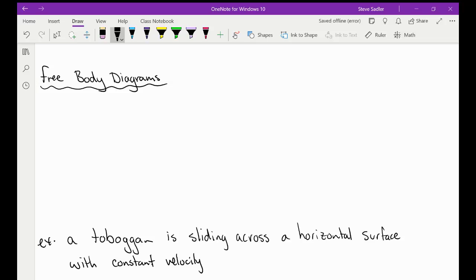So free body diagrams are the diagrams that we are going to be drawing throughout this entire unit. Free body diagrams will help you solve these problems and kind of figure out what's going on with the problems. So it doesn't matter if you have a car, a person, a toboggan, a spaceship, anything like that. We tend to draw them as a square, and we tend to imagine them as a point mass, or everything kind of comes from the middle. And then what we do is we draw all the forces acting on this body.